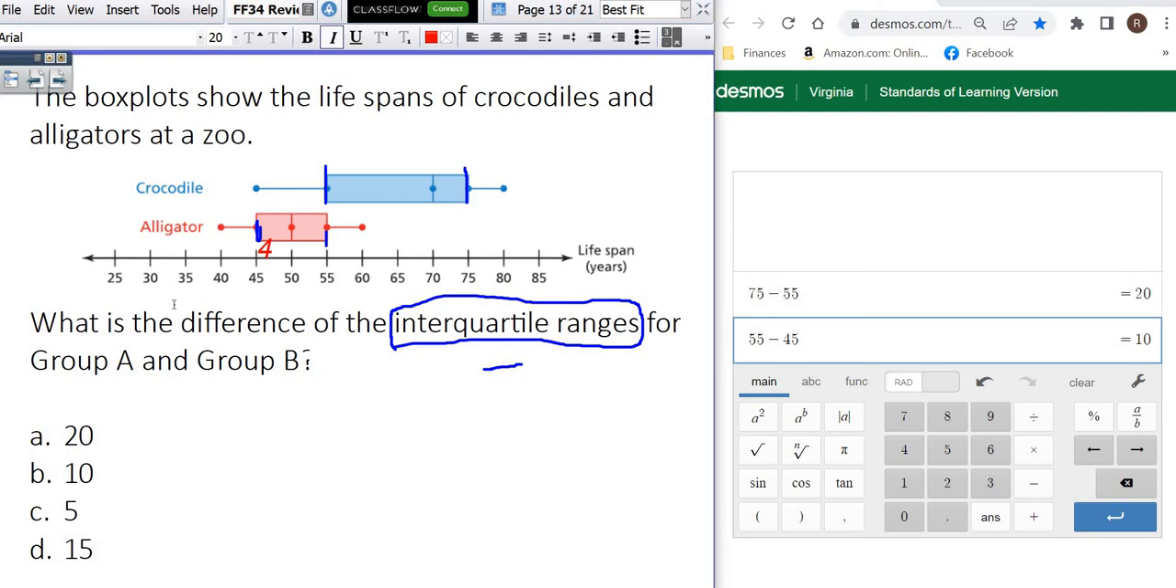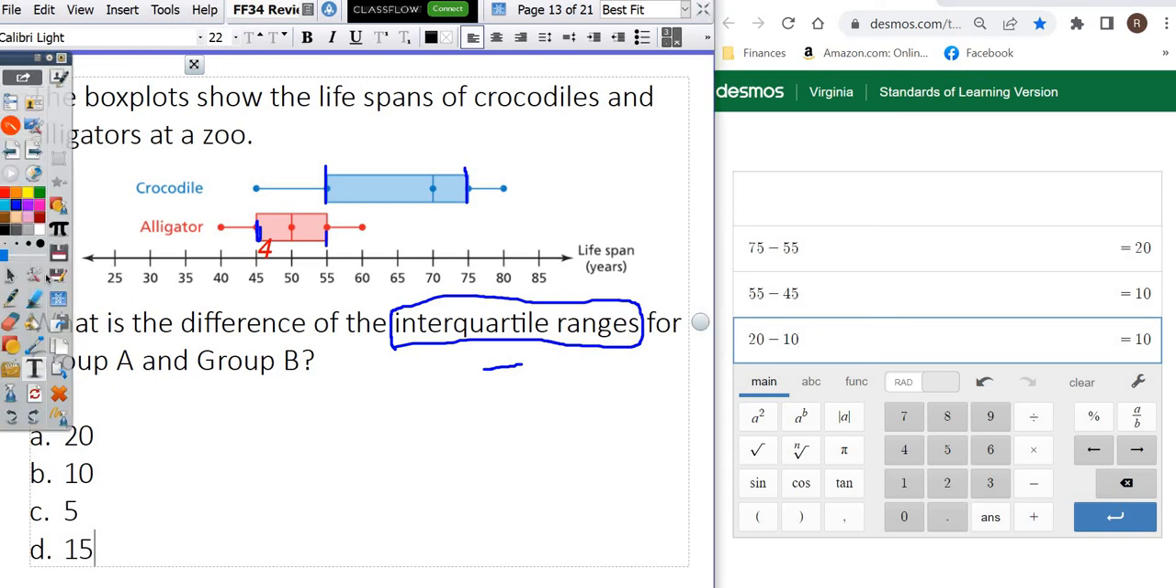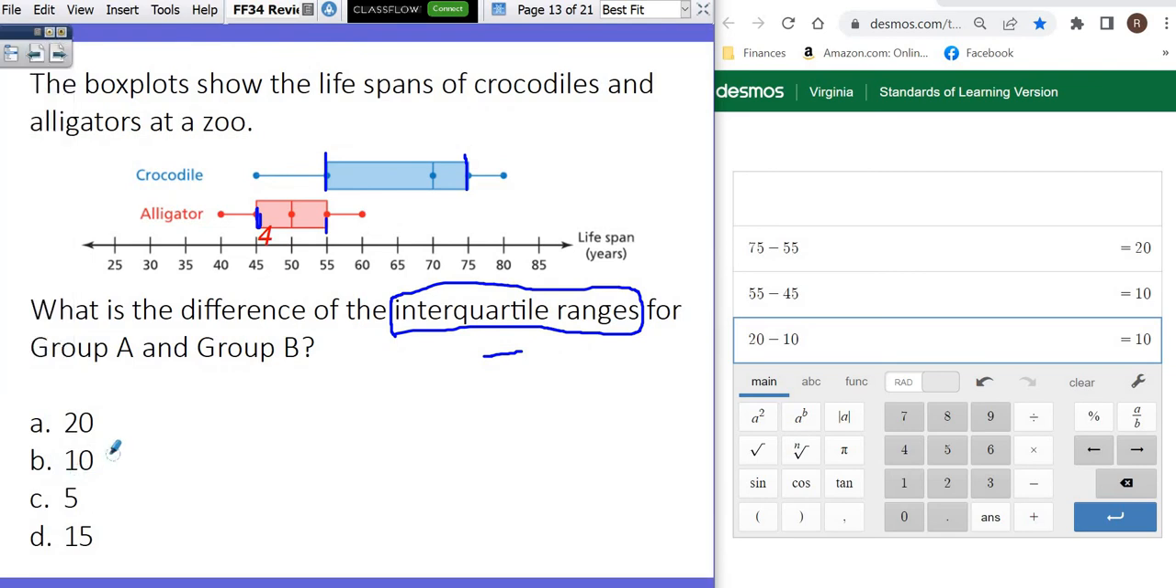So when it says what's the difference of the interquartile ranges, that means I need another line on my calculator. I'm going to take 20, because that's the interquartile range of the crocodile, and subtract the 10, which is the interquartile range of the alligator, and that gives me a difference of 10. So that means my answer has to be B. Be careful when you do the first one and get 20. You don't want to pick this answer here, because it wants the difference between both of them. So this one was 20, the second one was 10, so I had to subtract them and find the 10.